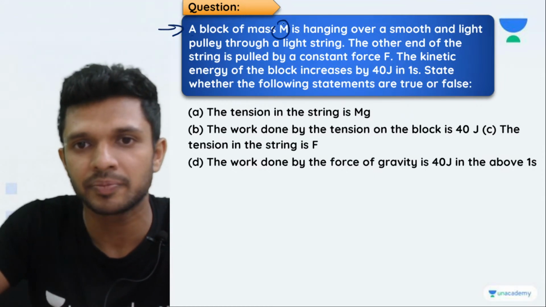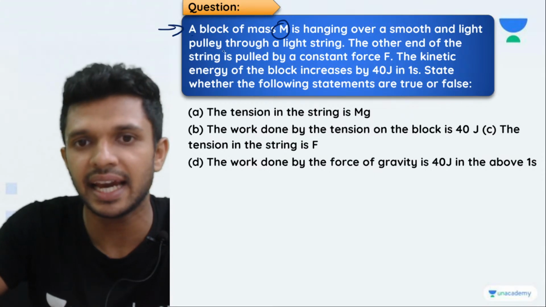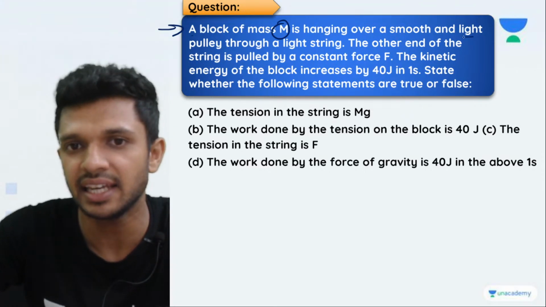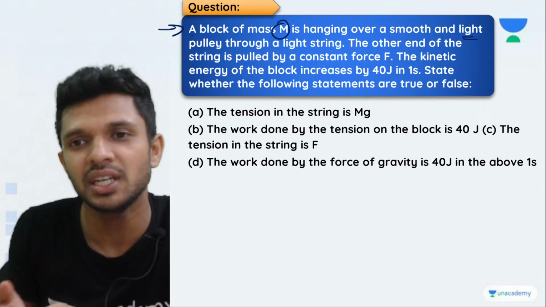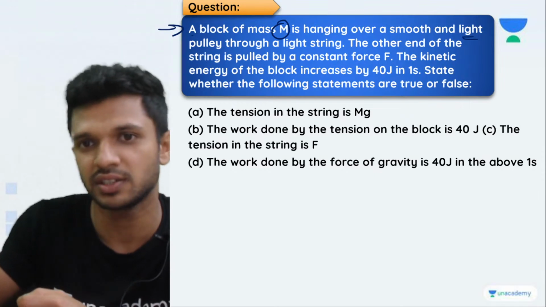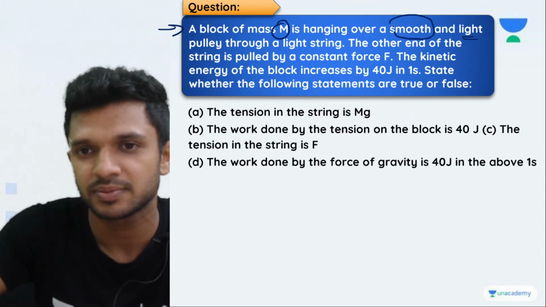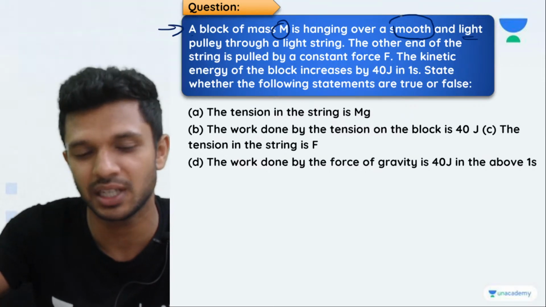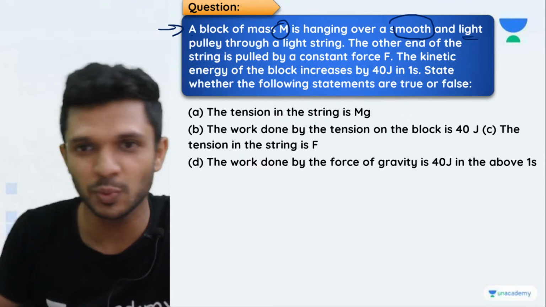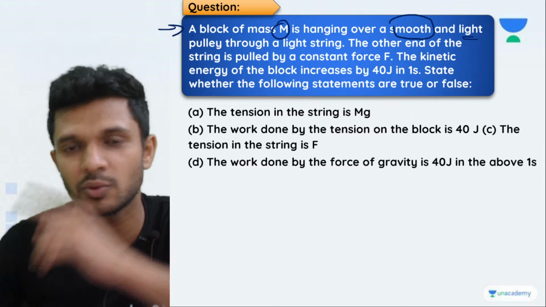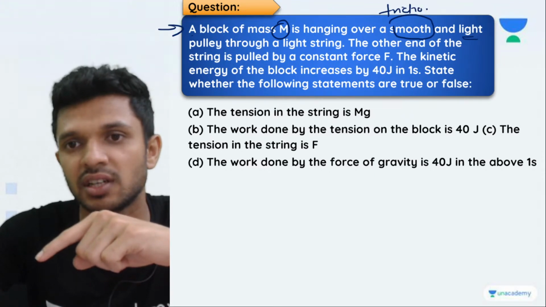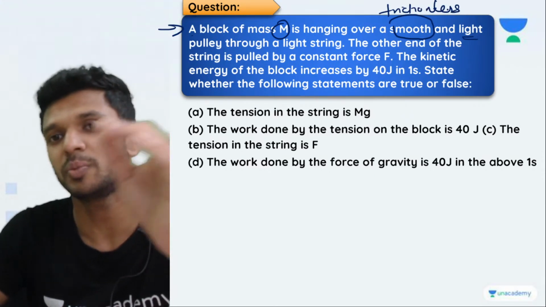A block of mass m is hanging over a smooth and light pulley through a light string. Okay, whenever you hear the word light, what does it have to mean? It simply means that the mass of that particular system or body is not considered in the total system. And once you hear the word smooth, what comes to your mind? In my mind, galaxy chocolate comes to my mind, right? So once you hear the word smooth, what should be coming into your mind? It's not galaxy, it's frictionless, which means there is no friction. That should be coming into your mind.